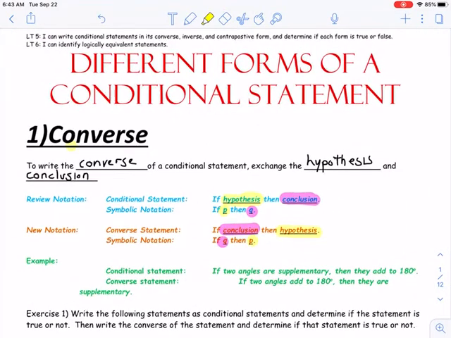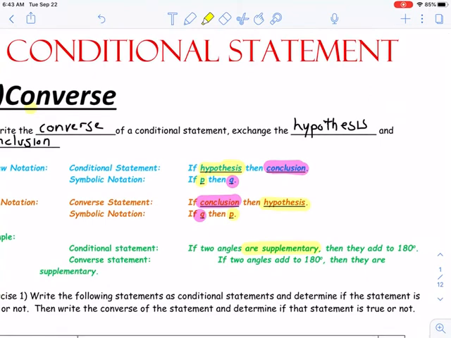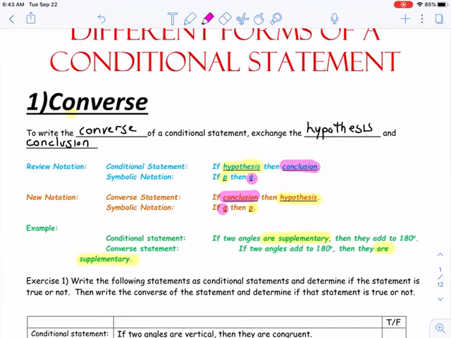So here's an actual, real life example. We have a conditional statement: if two angles are supplementary, then they add to 180 degrees. So we just don't blindly swap the order. We use a little logic. I know this isn't an English class, but we want to try our best to make it sound grammatically correct. Notice how supplementary, in the converse, is going to be in the conclusion, at the end.